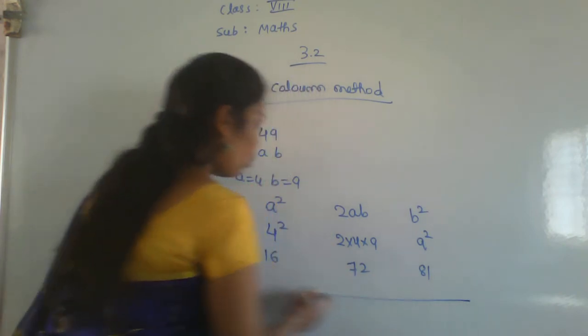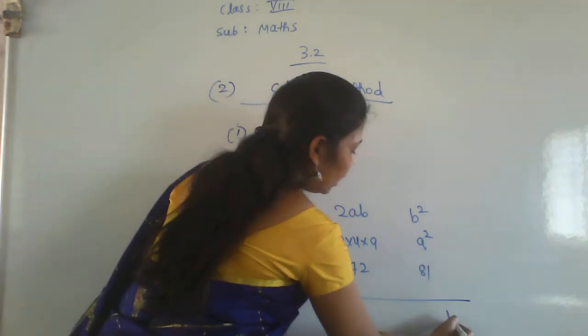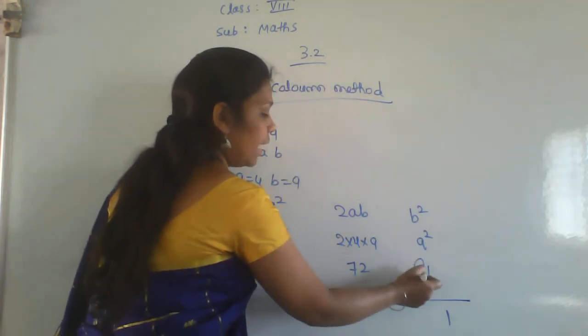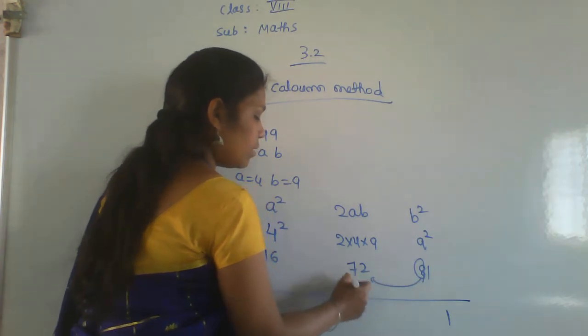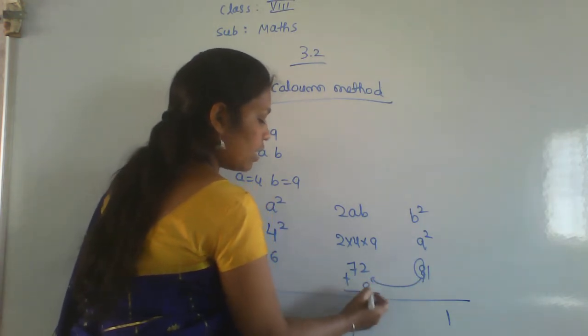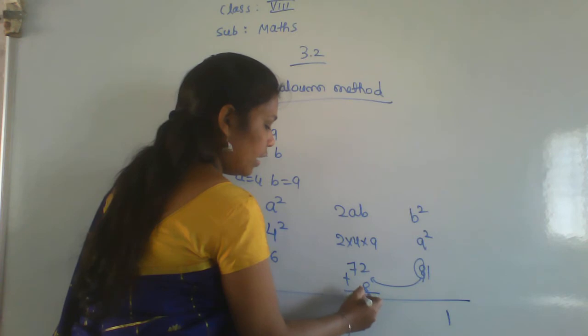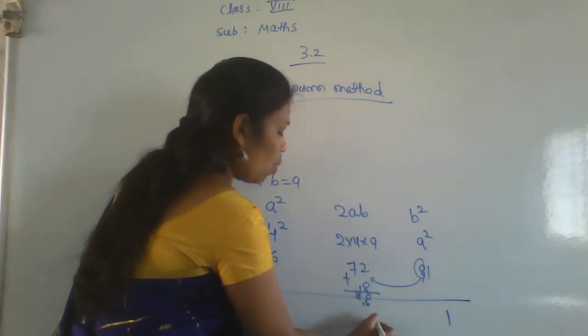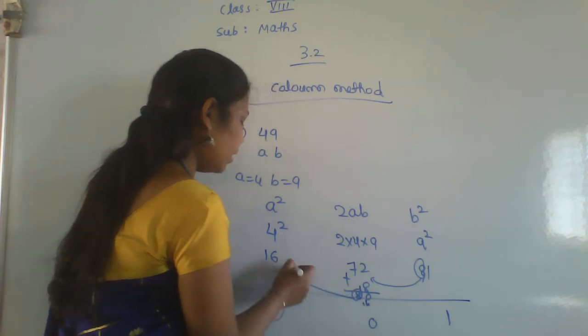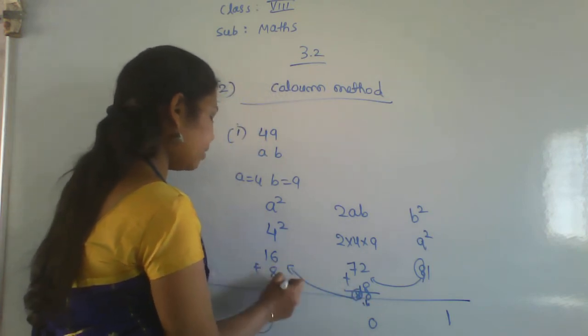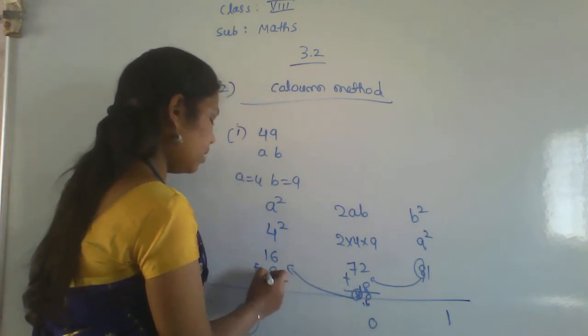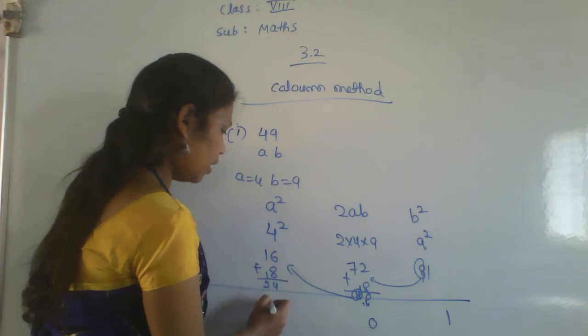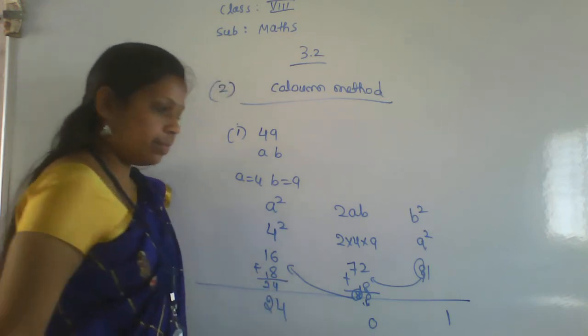You have to write only 1. Only 1 you have to write. This 8 you have to take this side, plus 8. What is the answer? 80. 80, right? Only write a 0 and take this 8 here, plus 8, means it is 24. Here you have to write 24.